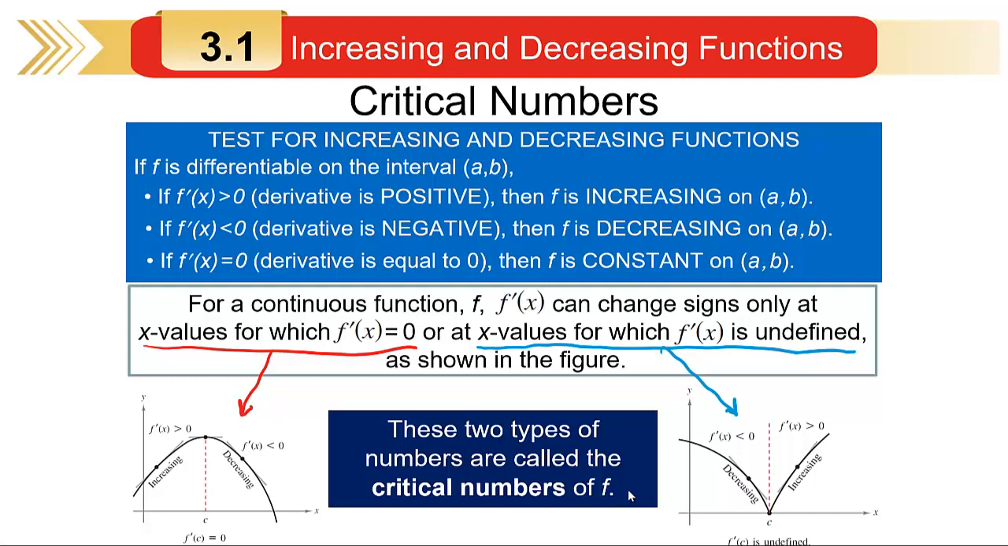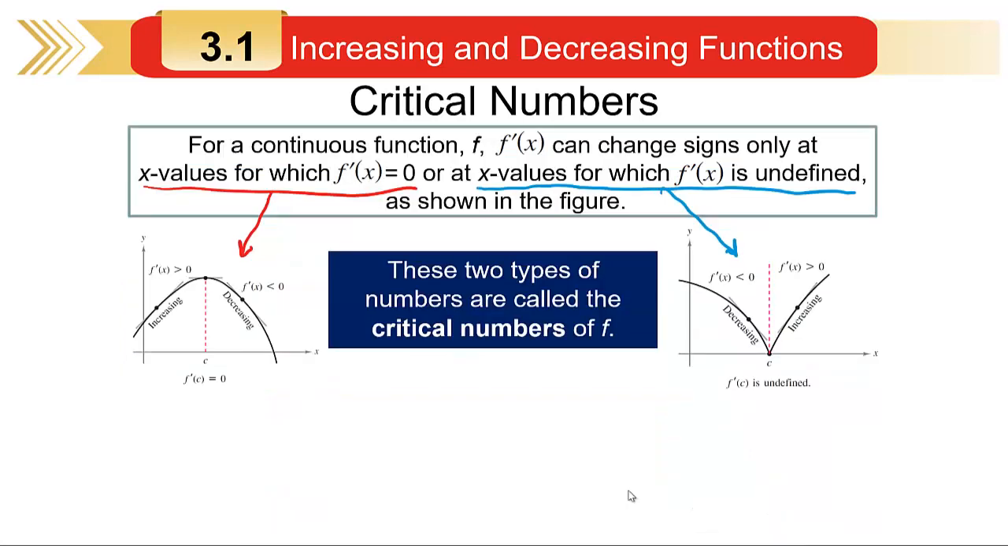The x values for those two types of situations, where the derivative is either 0 or where the derivative is undefined, those x values are called critical numbers of the function. And we'll be using that terminology a lot, so get used to it. Critical numbers are values of x where the derivative is 0 or where the derivative is undefined. Very important concept.